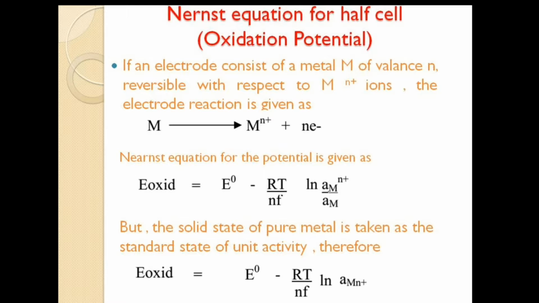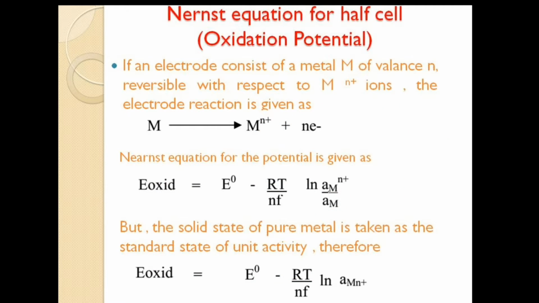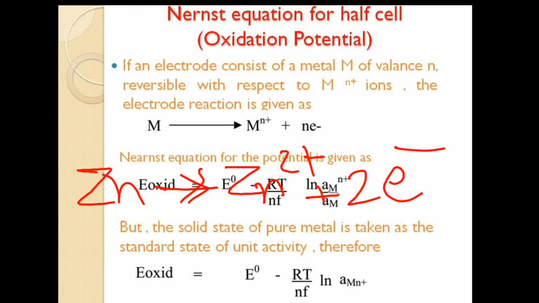As you know, the potential developed due to an oxidation reaction is known as oxidation potential. Now suppose that a metal rod M is dipped in M n+ solution. So here the oxidation reaction occurs as M gives M n+ plus n electrons. It is similar to Zn giving Zn2+ plus 2 electrons. That means here the metal is zinc, whereas the number of electrons is 2.